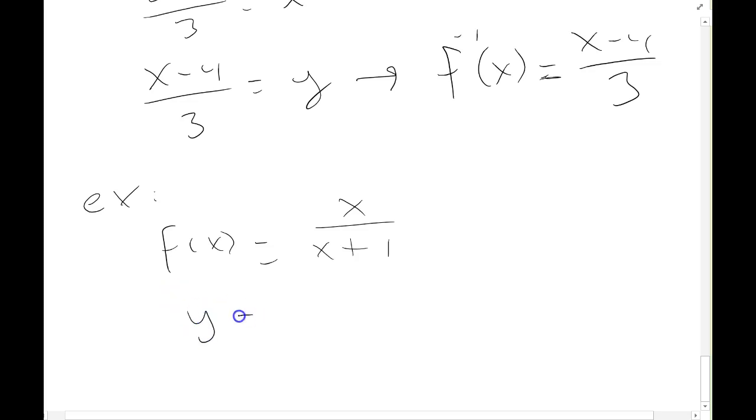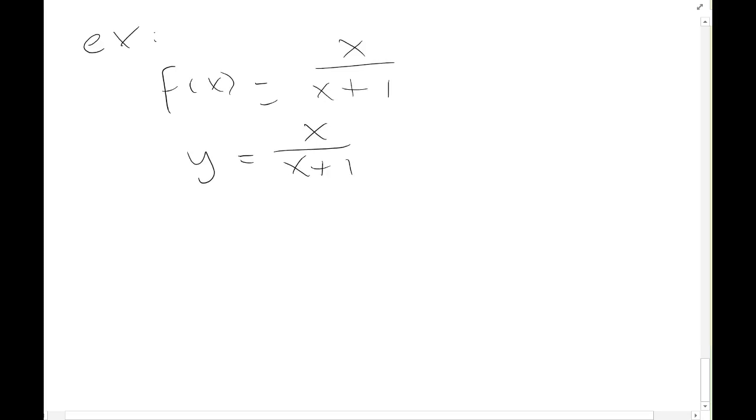So I'm going to start the same way. I'm going to start by writing f of x as y. And now I'm going to solve for x. The solving for x in this situation is quite a bit more complicated. First thing I'm going to do is get rid of the fraction. So this looks like a proportion. So just like in your geometry class, I'm going to start by cross multiplying.